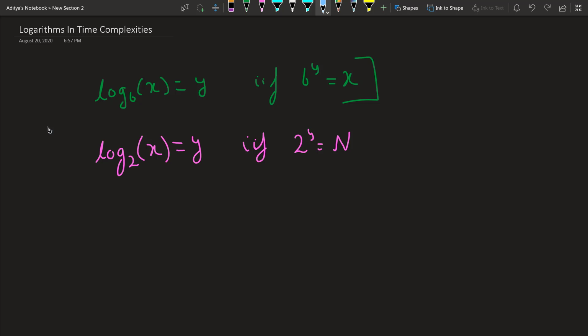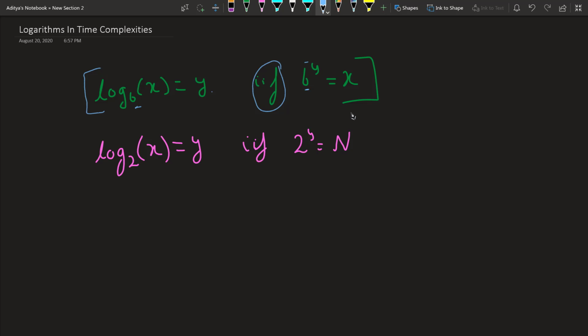So here on the screen you can see that I have written a bunch of formulas. So here you have your logarithmic formula, like log of x with the base b, which we basically read as equal to y if and only if b to the power y is equal to x. So what does it actually mean? It means this b is going to come here, and this y is going to come up here.